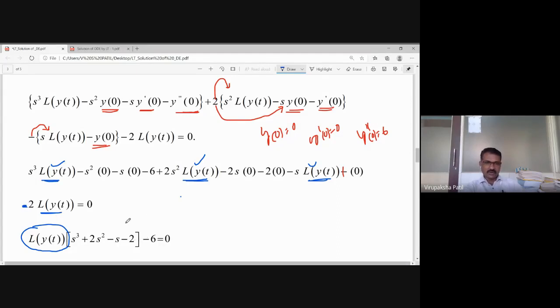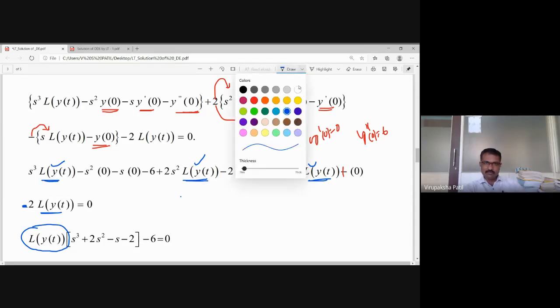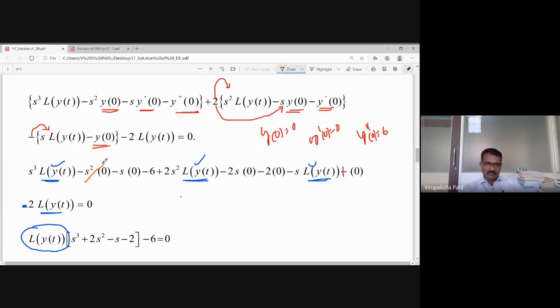Once you consider all these terms, what happens? Now please observe. Now this term goes to 0. This term is completely 0. This term is completely 0. This term is completely 0. Once these vanish, and you have already considered the terms containing y of t, you are left with only one term, that is minus 6, as written here. Minus 6 is equal to 0.